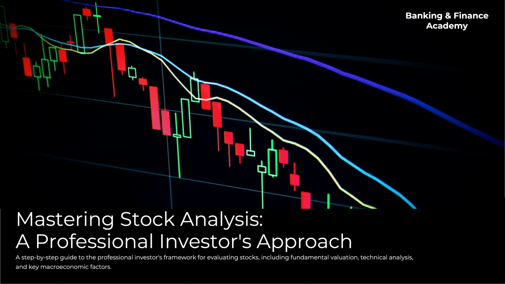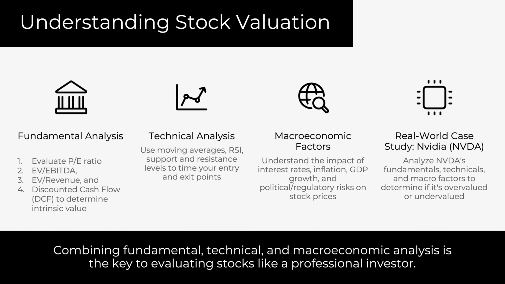Professionals use multiple valuation techniques to determine whether a stock is overvalued, undervalued, or fairly priced. Let's start with the most important methods. 1. Fundamental analysis. The core of stock valuation, P/E ratio, price to earnings. Formula: stock price divided by earnings per share. This tells us how much investors are willing to pay for every dollar of earnings. A high P/E means the stock is priced for high growth, while a low P/E suggests the stock is undervalued or facing risks.